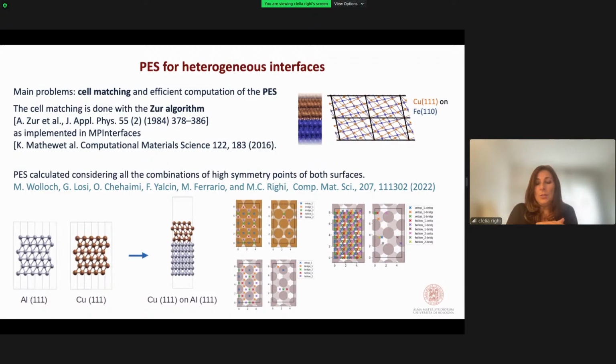So by shifting the on top side on the hollow side of the second surface, on the top side of the second surface, all the possible pairs are considered, and replicated within the common supercell. And this allows us to obtain the potential energy surface for the heterogeneous interface.